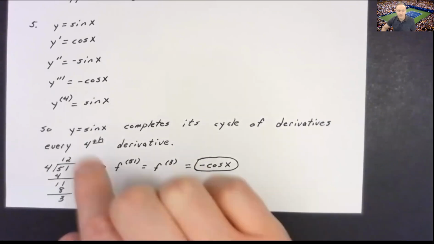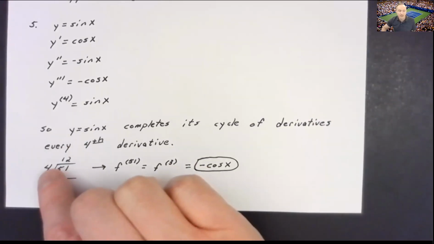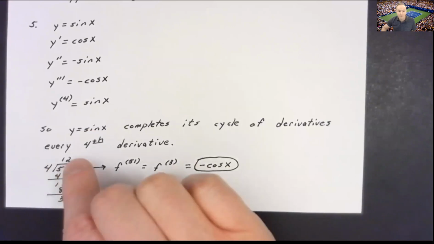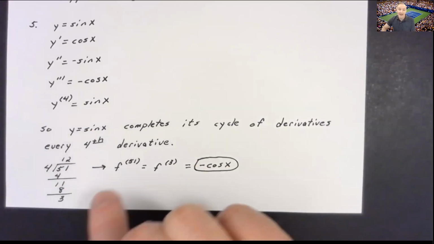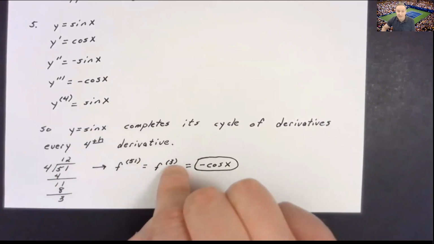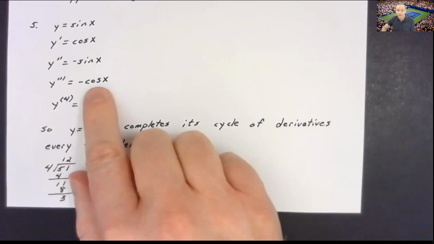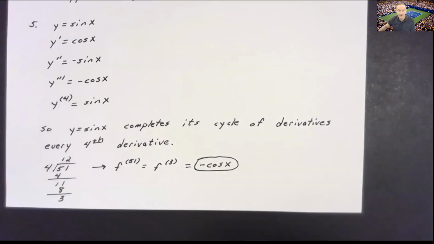We don't normally do that too often, but you could just say, well, all right, John, you just said 4 goes into 51 12 times with a remainder of 3. I know 12 times 4 is 48. 48 is 3 numbers away from 51. That tells me that the 51st derivative is the exact same thing as the third derivative. And then I can say, well, what is my third derivative? It's the negative cosine of x. Thus, that's our answer for the 51st derivative.